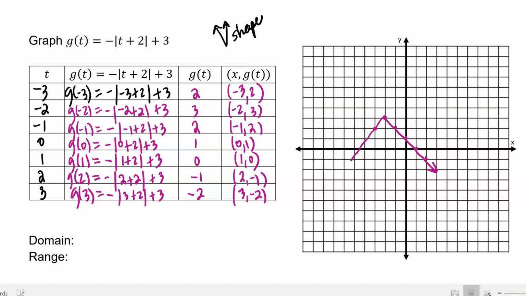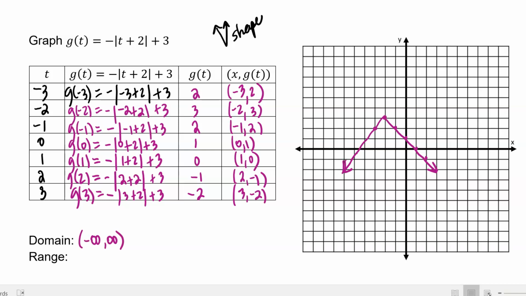It's an upside down V. The domain, again, covers the entire x-axis. Again, these arrows mean this continues. If it keeps going, notice it'll cover the entire x-axis. So that's -infinity to +infinity.